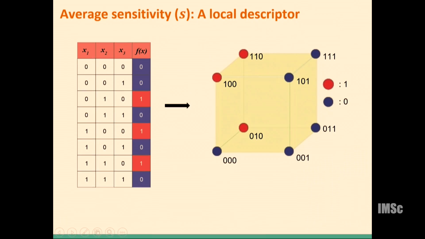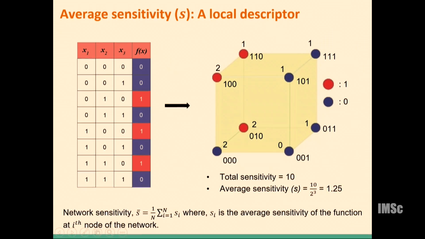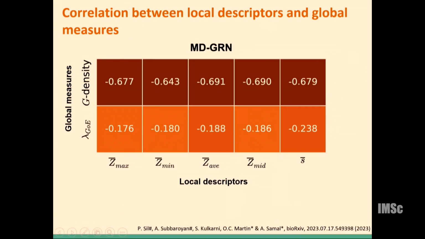The other quantity is network sensitivity. I am not explaining it in detail. Here as well, as for a function, we can define the network sensitivity. At the network level, we can take the average over all the network sensitivities.